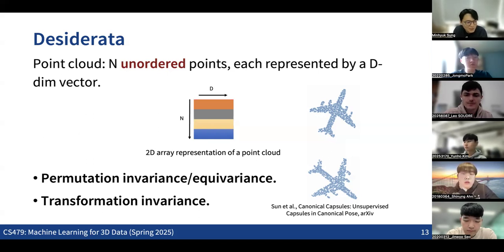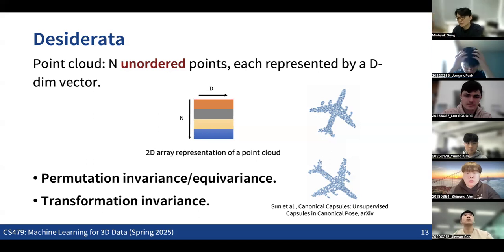For example, if we do not achieve transformation invariance, what will happen? Can you guess? Let's say we are making a neural network which classifies airplanes, chairs, or tables. We are going to have a set of airplane point clouds, chair point clouds, and table point clouds, and for each of them we have labels: these are airplanes, these are chairs, and these are tables. Then we train the neural network.